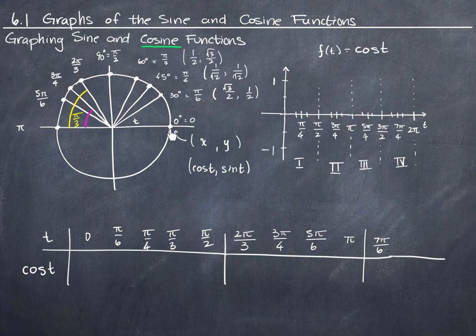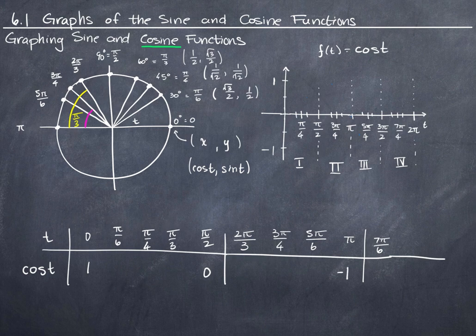So when the input value is 0, when the angle is 0 radians, the output value is whatever the x coordinate is in this case. So the x coordinate here is 1. So at input of 0, the output is 1. The x coordinate here is 0. So at pi over 2, I have 0. At pi, I have -1. My output here is an x coordinate, which is -1.